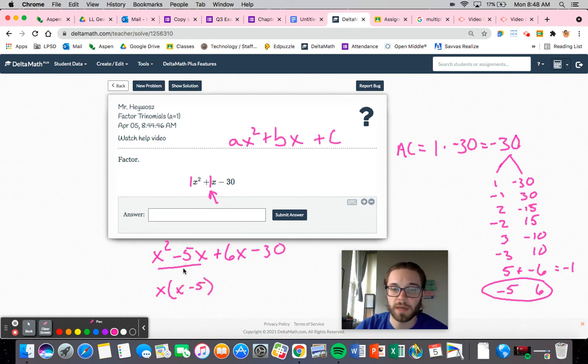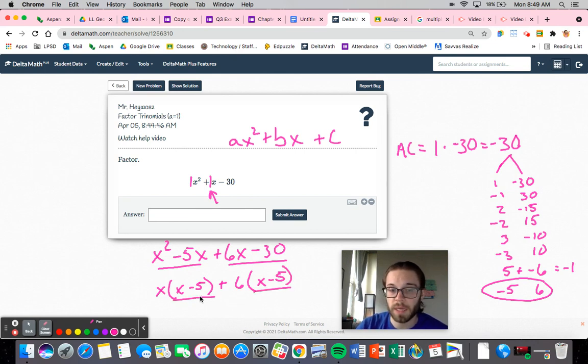All I did was factor out an x from both of these two. Now I'm going to look at these two and factor out the 6. If I factor out the 6, I get x, and 30 divided by 6 is 5. If you do this correctly, these two should be the same.